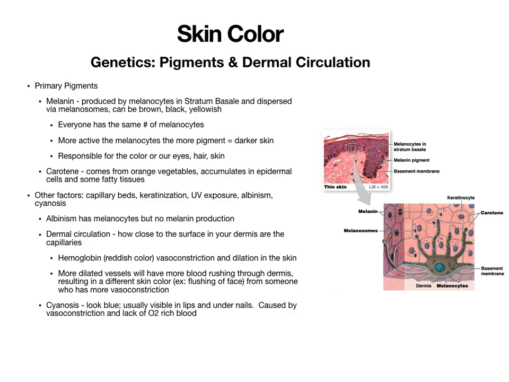Then we have cyanosis, which will give you a bluish color. This is usually visible in our lips and under our nails. This is caused by vasoconstriction and a lack of oxygen-rich blood.